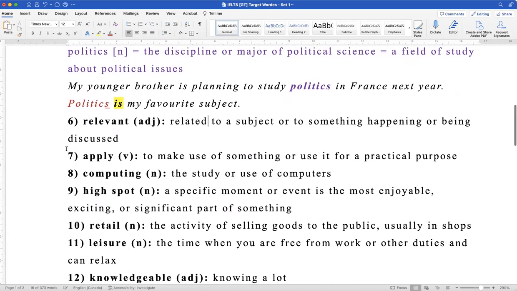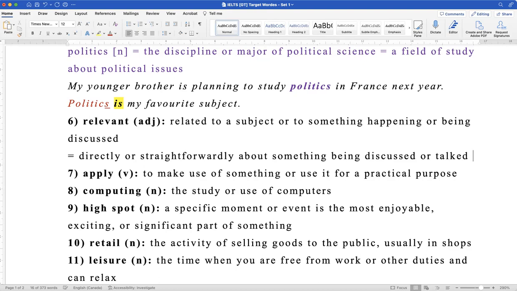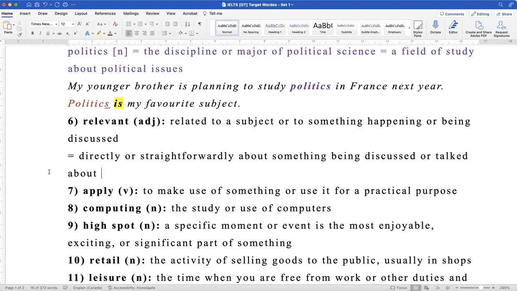Okay. Number 6, relevant. Relevant means related to a subject or to something happening or being discussed. Relevant is like something directly or straightforwardly about something being discussed or talked about. So this is the definition of relevant.